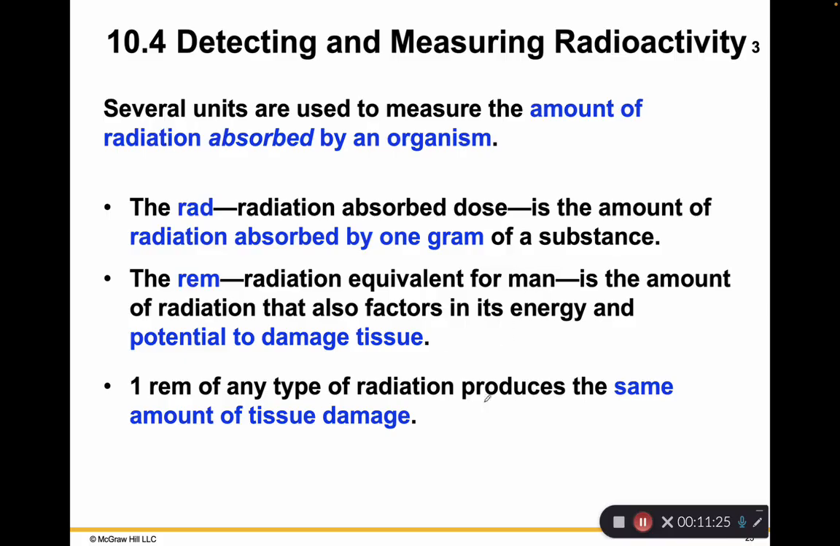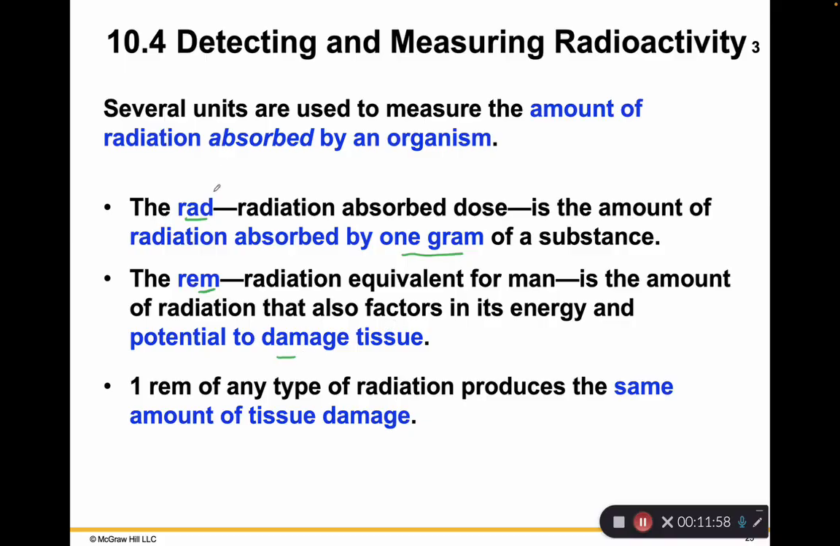About measuring, generally we use different units to measure the amount of radiation absorbed by the human or any substance. We go with units like rad or rem. Rad means radiation absorbed dose. It is the amount of radiation absorbed by 1 gram of a substance. Rem is the radiation equivalent for man. It is the amount of radiation that also factors in its energy and potential to damage tissue.